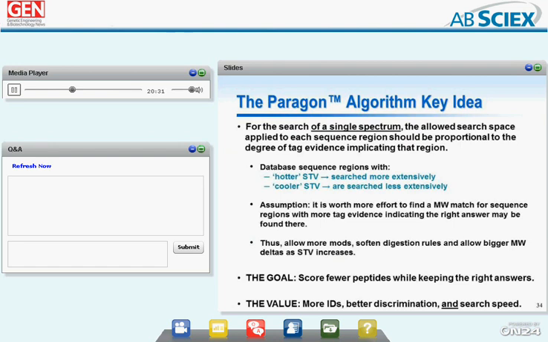The goal of the Paragon algorithm is to score fewer peptides while keeping the right answers, which it does very well. The value to the end user is that it creates more identifications and better discrimination of search identifications, but a main focus is search speed.